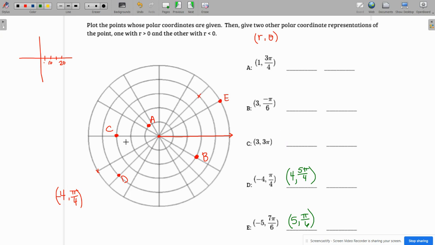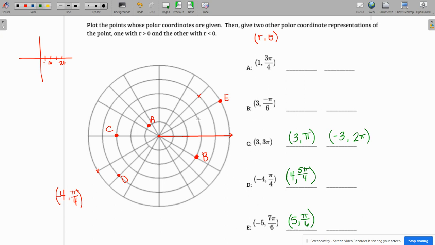Just in the same way, we could take point C, which we got by doing 3, 3 pi. Hopefully you can see how this could also be 3 comma pi, because pi and 3 pi are coterminal. Now, if I wanted to have this point have a negative r, like -3, then that means that we would need to use the angle directly across from it. So instead of pi, we could use something like 0 or 2 pi. So each of these points has an infinite number of other representations besides the one way that we wrote it.